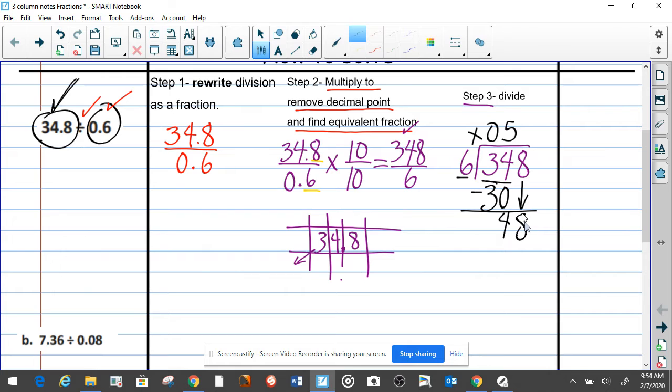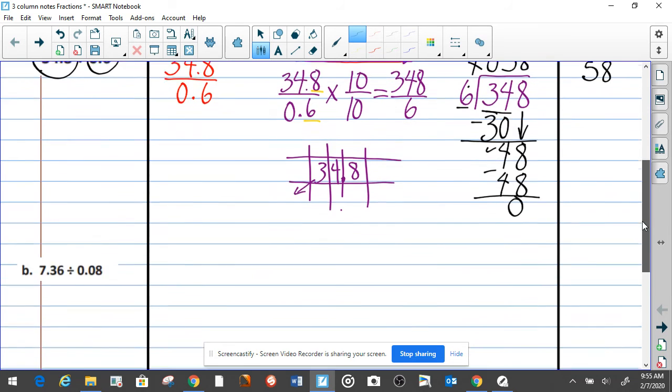You lower the 8. If you need a multiplication chart, use your agenda to get it quickly. So how many times does 6 go into 48? If you know your multiplications, you know that 8 times 6 equals 48, and the remainder is 0. So the answer for this problem is 34 and 8 tenths divided by 6 tenths equals 58. That's problem number one. Let's do one more.